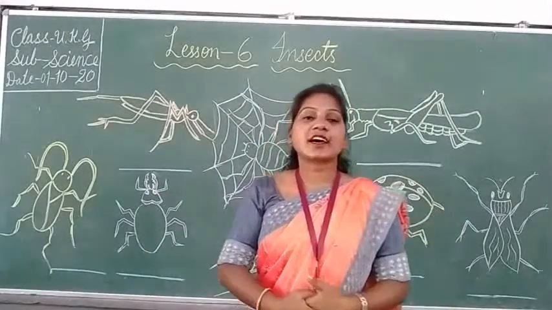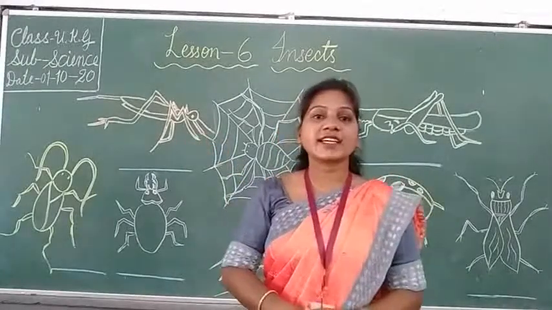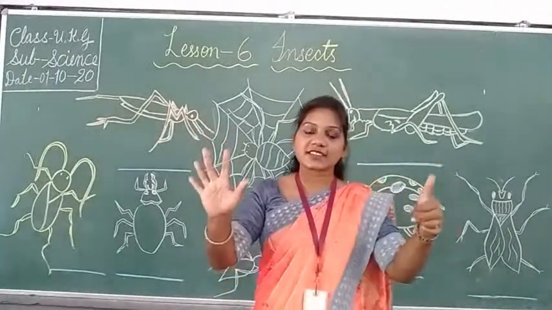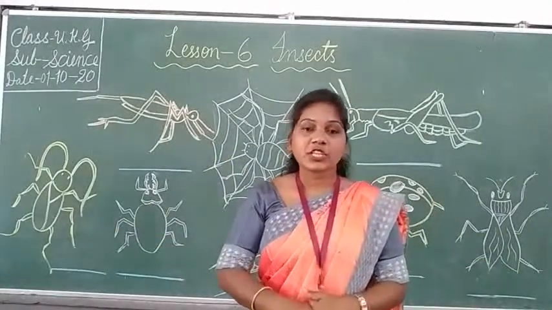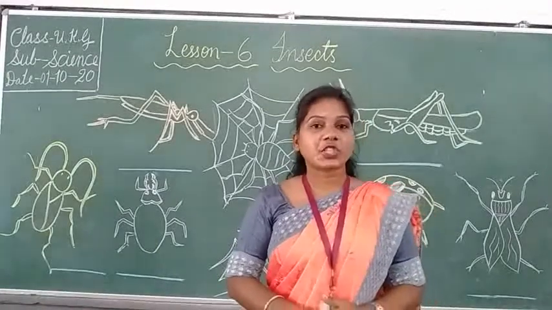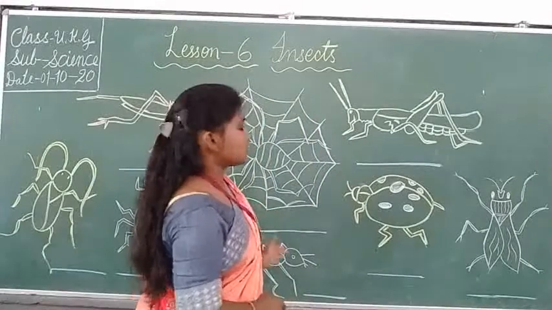Students, insects are very small animals. They have 6 legs. How many legs? They have 6 legs. Some of them have wings and can fly. Students, today I want to share with you some facts about these insects.